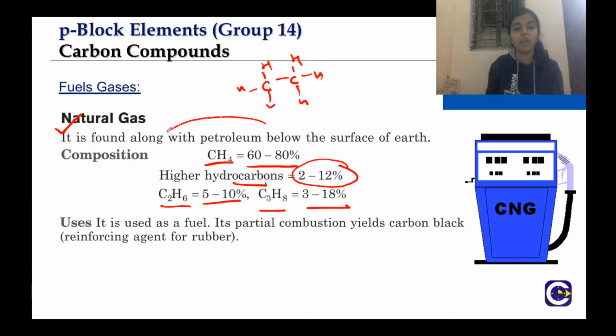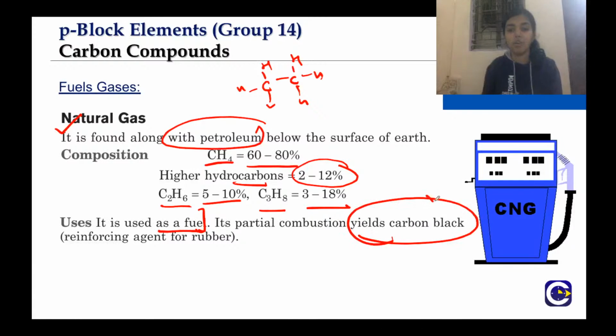It is found along with petroleum below the surface of the earth. So it can be used as a fuel, right? Its partial combustion yields what? Carbon black, which we studied is the reinforcing agent for rubber, right?